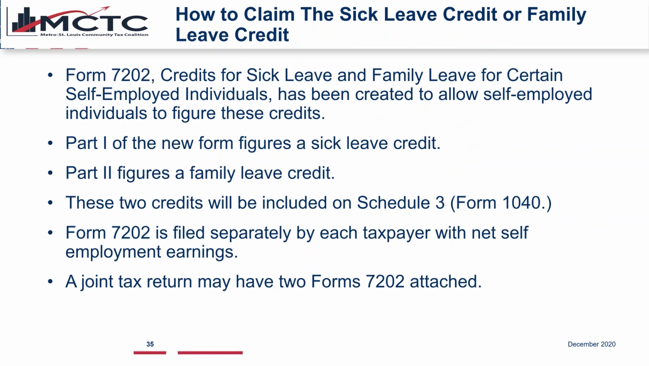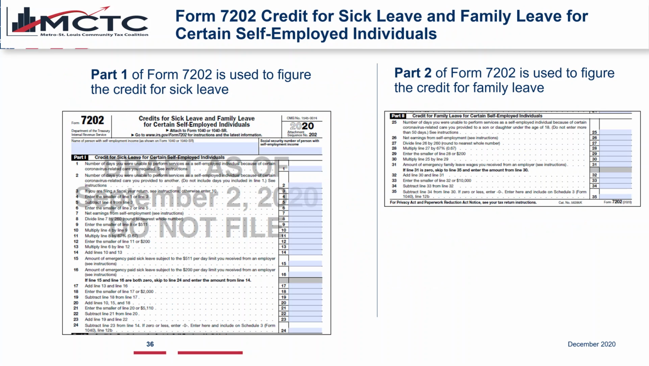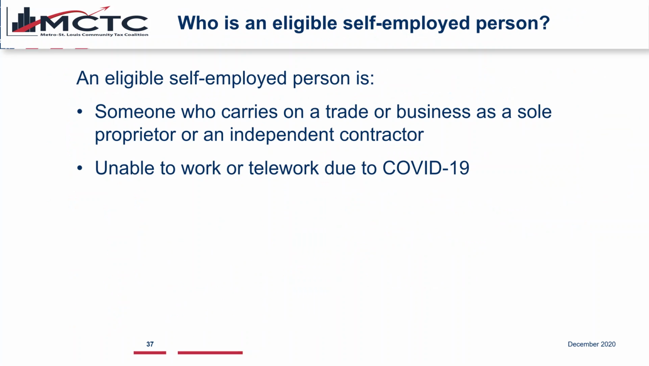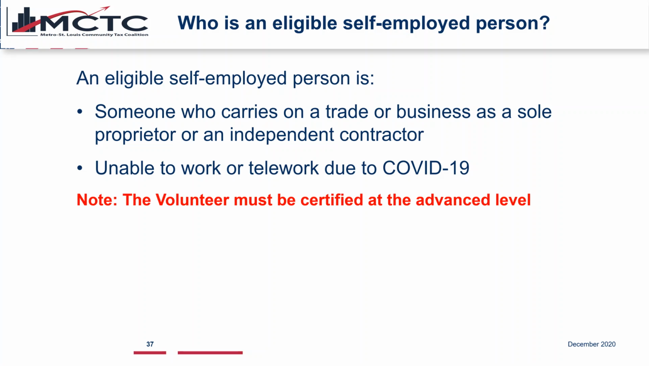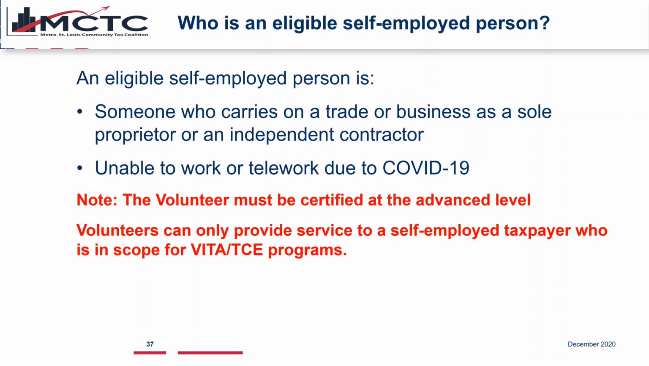This slide talks about how to claim the credit, and it's on the Form 7202. This is a screenshot of that form. And this is just a general definition of a self-employed individual who is eligible. This slide here again goes back to your scope.